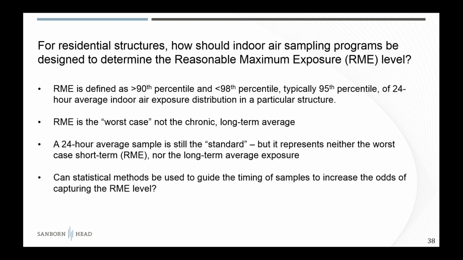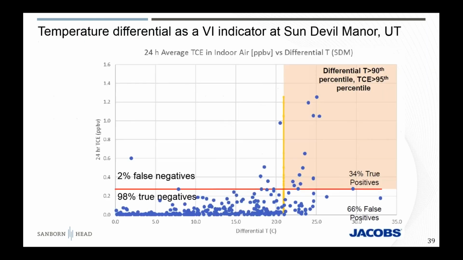So we're kind of in this middle ground with 24-hour average samples, and we're doing our best to guide ourselves to sample in the heating season to have a better chance of capturing what might be a worst case scenario. So the question on the table is, can statistical methods be used to guide sampling a little more rigorously? This is the same Sun Devil Manor data, again, plotted a different way. It's the TCE concentration on the y-axis and temperature differential on the x-axis.